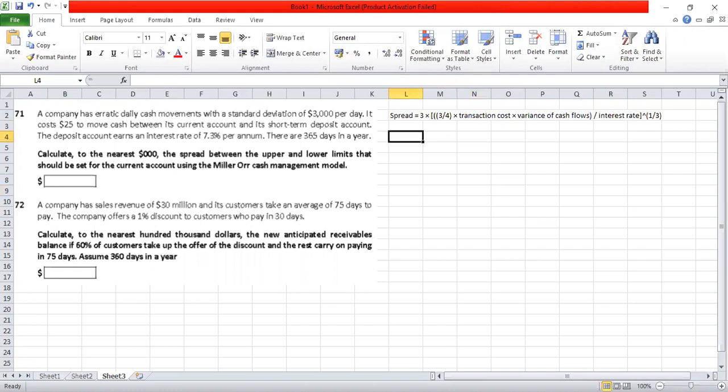Transaction cost. Transaction cost is equal to, how much is transaction cost? How much does it cost? $25. Done. After that, we need to know what is the variance of cash flow.